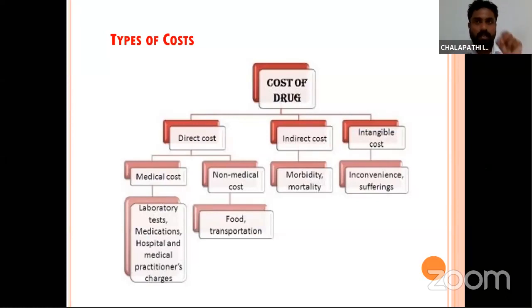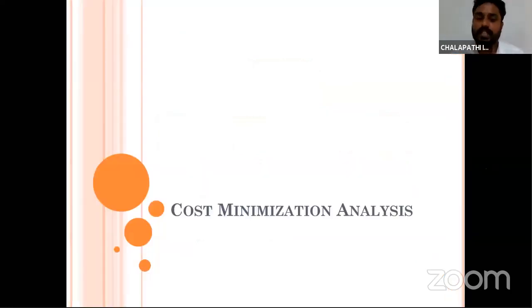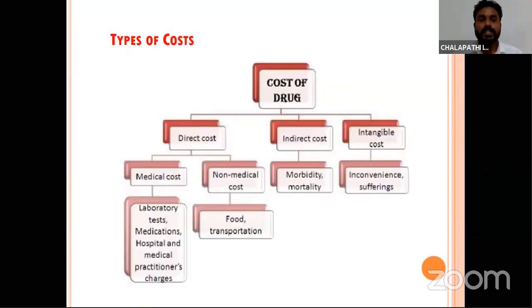If you are paying money to get a direct medical facility, that is called direct medical cost. Here, if you see the examples: laboratory test, medication, hospital charge, bed charge, practitioner charge. All the charges which you are giving for the drug or any other facility, you are giving that money to get a direct medical facility, that is called direct medical cost.